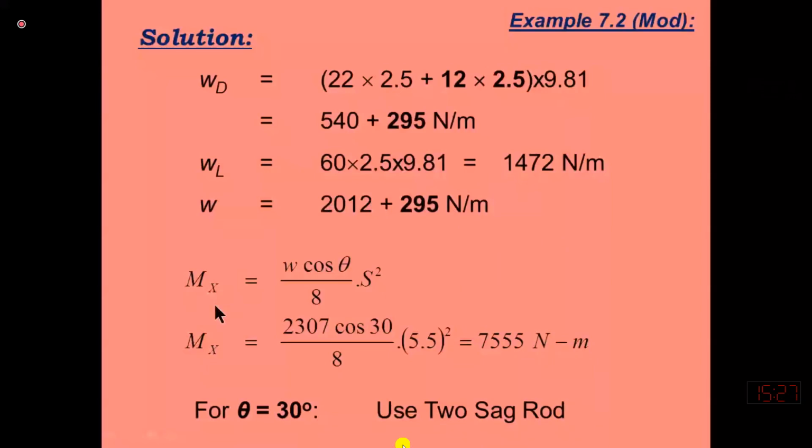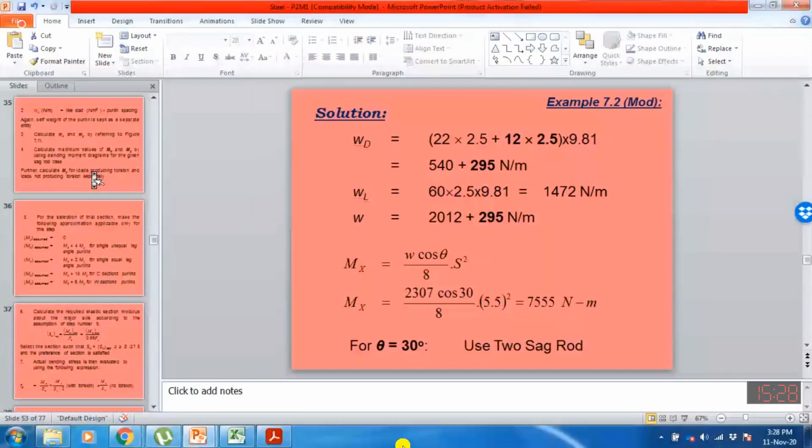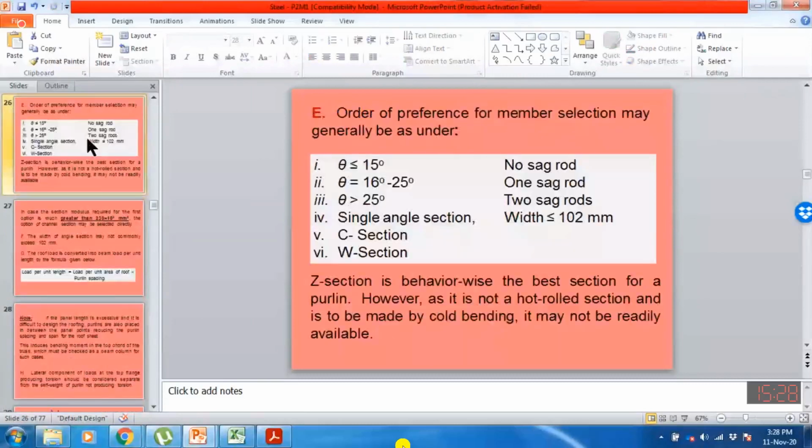So we have to use two sag rods. How do we decide to use two sag rods? Because we need to take the decision as per the instruction that is provided. If the inclination of the truss is more than 25 degrees, we will start designing by assuming two sag rods.